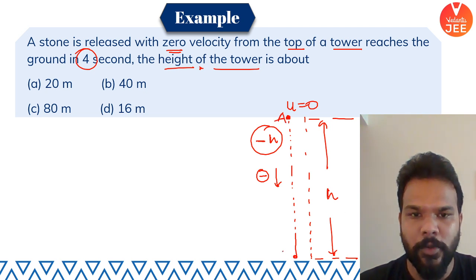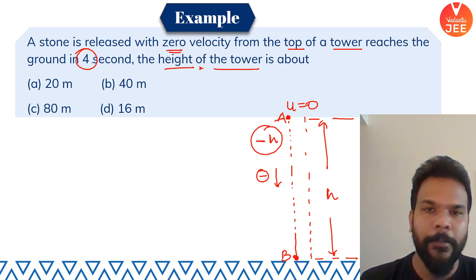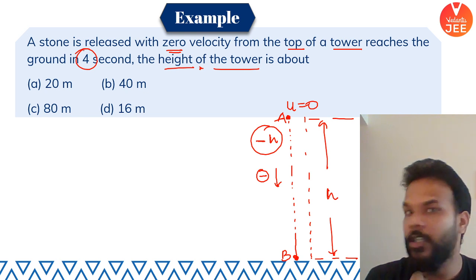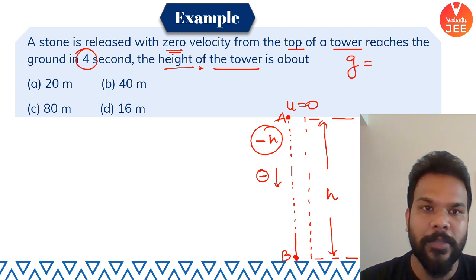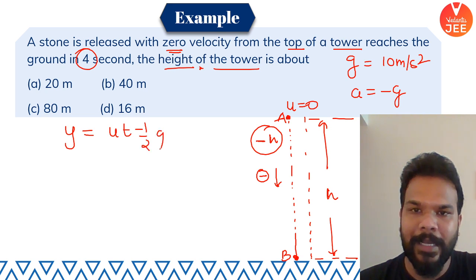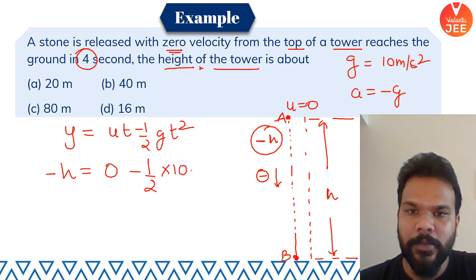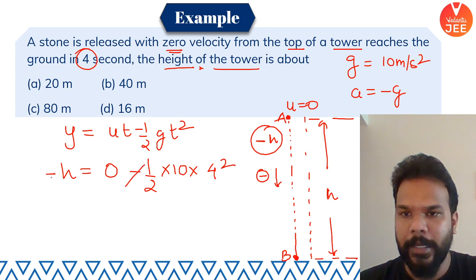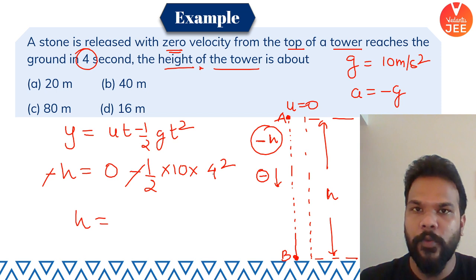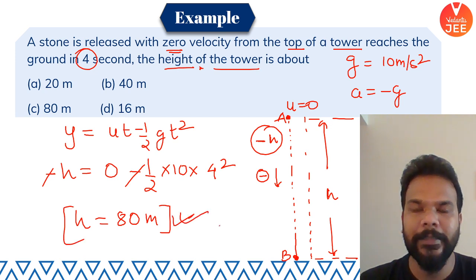So while moving from point A to point B, the body starts moving with zero velocity, moves in the negative direction, that's why negative displacement minus h, and finally it hits the ground in 4 seconds. So we have displacement to be found, we have initial velocity known, g value is known. What will you use g as? Obviously you will use that 10 meter per second square and acceleration as minus g. Okay, so let's go. The equation is y equal to ut minus half gt square. So y is minus h, initial velocity is 0, and minus half into 10 into 4 square. So minus and minus get cancelled. h comes out to be 4 sixteens, 16 into 10, 160, 160 by 2 is 80 meters. As simple as this, guys.